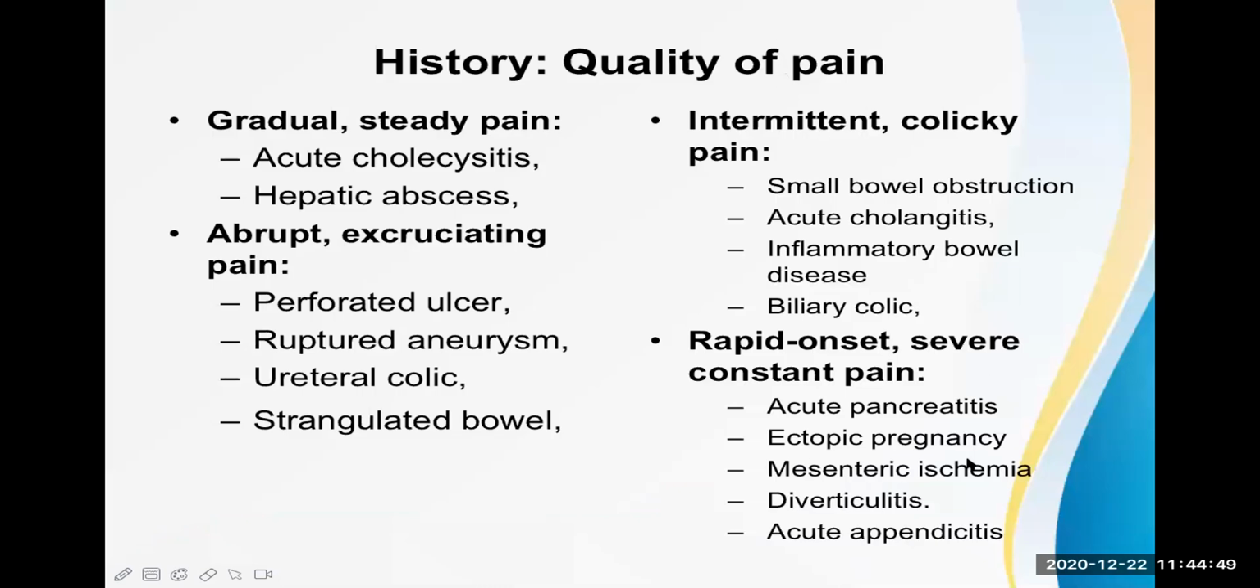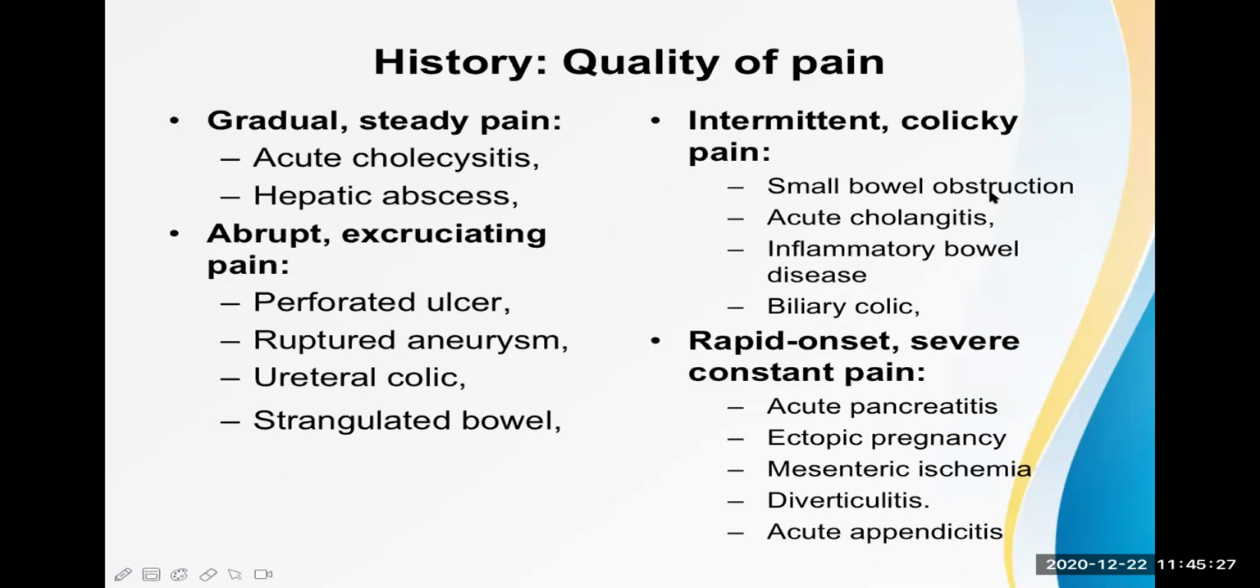Now, let's talk about another part of the history taking, the quality of the pain. Gradual and steady pain usually occurs in acute cholecystitis and hepatic abscess. Whereas abrupt and excruciating pain may occur in perforated peptic ulcer, ruptured aneurysm, ureteric colic, and strangulated bowel. All of these you already know, so I don't need to describe the meaning of these terms.